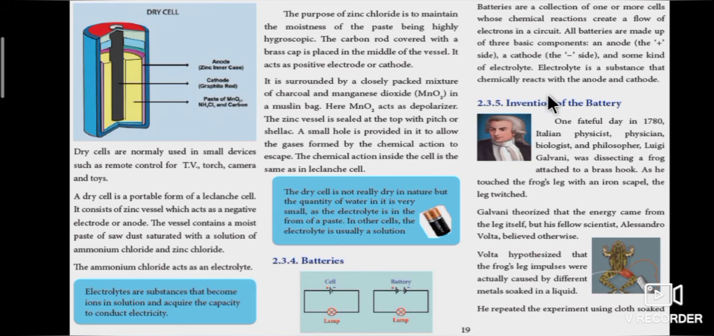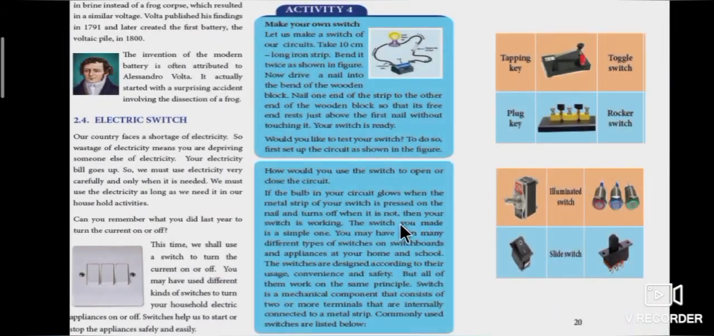Galvani theorized that the energy came from the frog's leg. After that, Alessandro Volta believed otherwise. Alessandro Volta hypothesized that frog's leg impulses were actually caused by different metals soaked in a liquid. So, the invention of the modern battery is often attributed to Alessandro Volta. Page number 20 explains about electric switch. Switches help us to start or stop the electric appliances safely and easily.